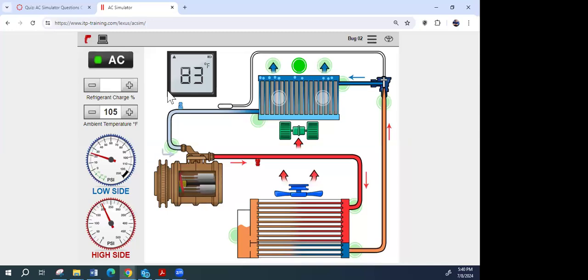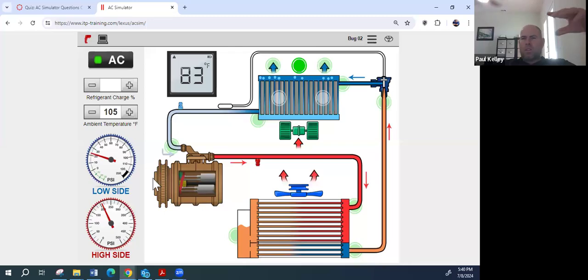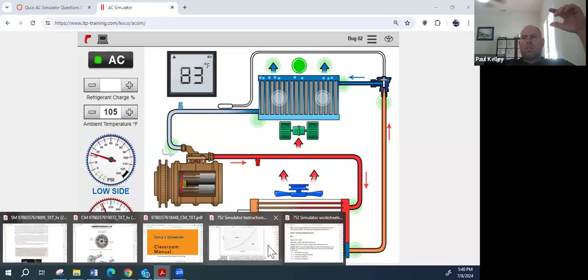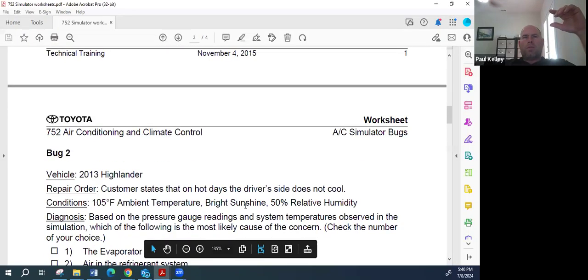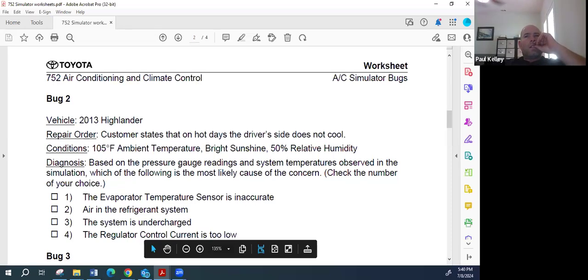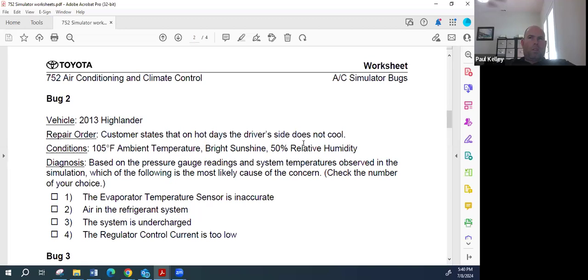No. Correct. So the customer's concern, if you were to look at the worksheets, would be probably slightly different. Customer states on hot days, the driver's side does not cool. You're like, what the heck? It's crazy, right? So you're going to go through, and this is a Highlander. He's going to go through and do all 10 of them.